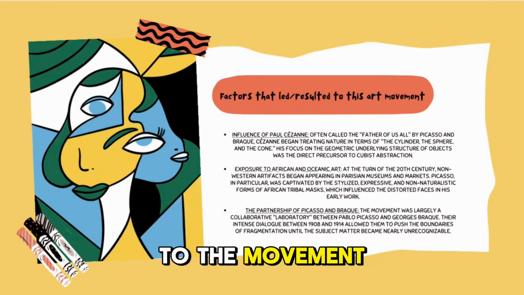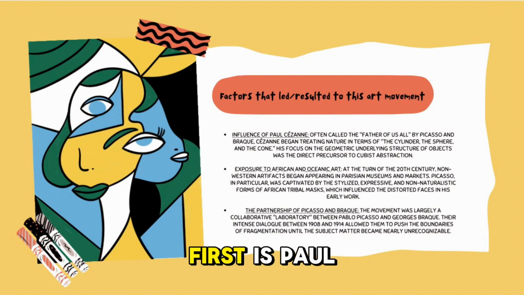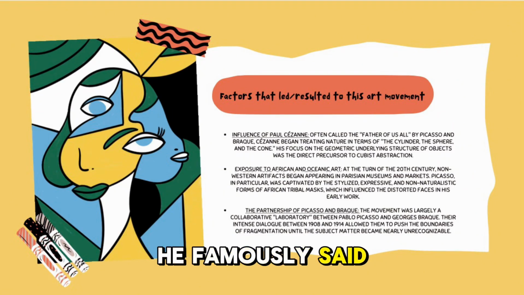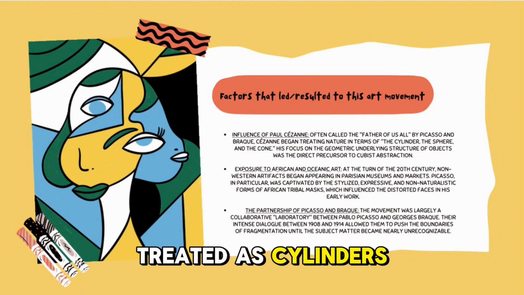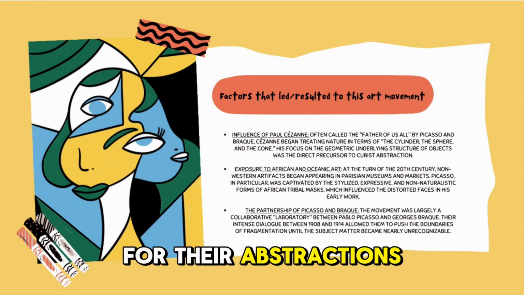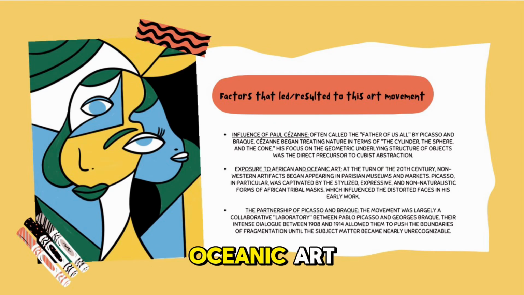Factors that led to the movement. Three big things made Cubism happen. First is Paul Cézanne's influence. He famously said, "Nature should be treated as cylinders, spheres, and cones," which gave the Cubists a mark for their abstractions. Second, African and oceanic art.